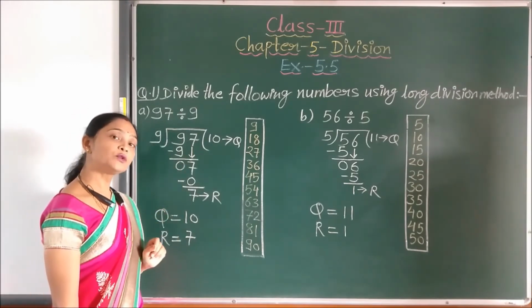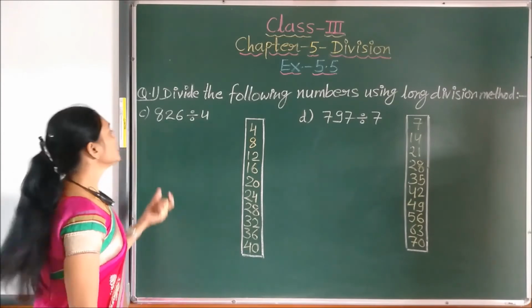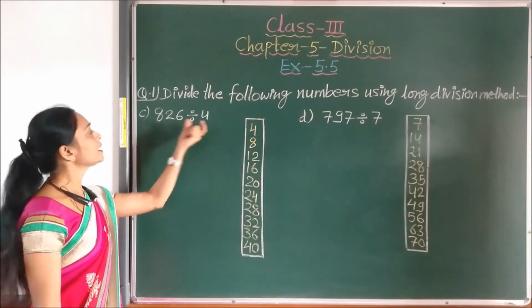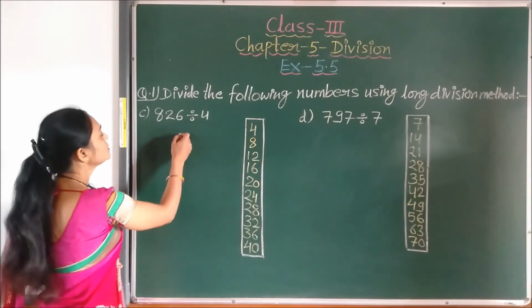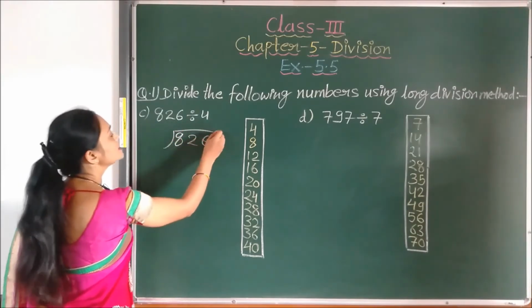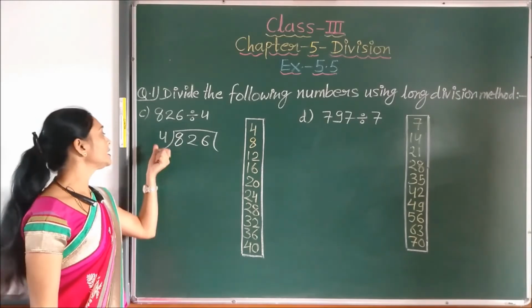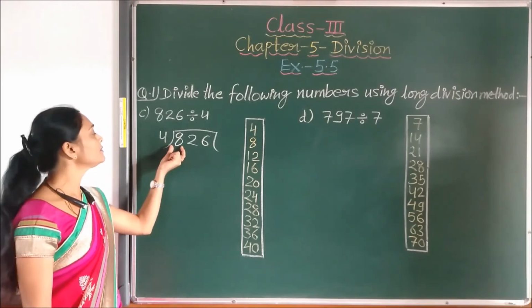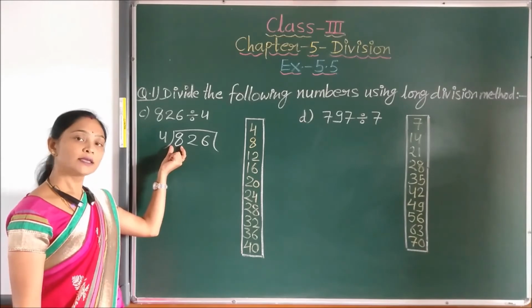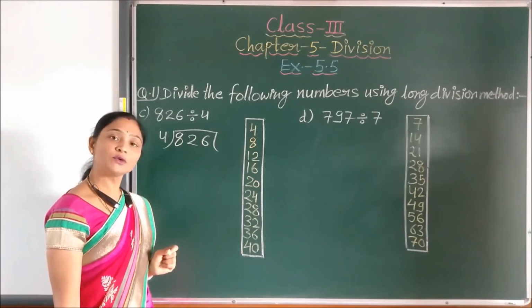Now we will solve two more questions. Now let's solve this third one. Here we have to divide 826 by 4. So 826 we will write inside and 4 outside. Now we have to read 4's table first. How many times does 4's table divide this 8? So we will see how many times we have to read 4's table.